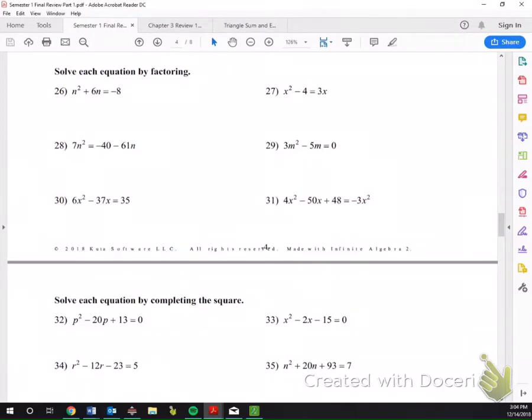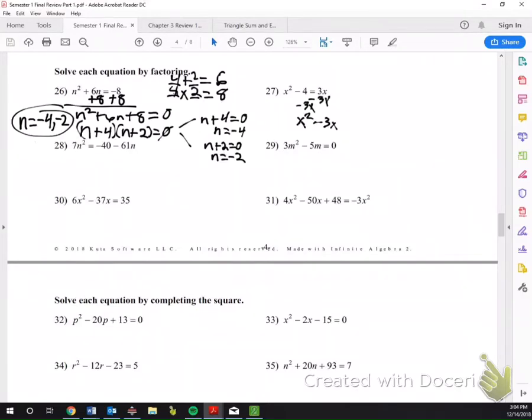Moving on, solving by factoring. Now, we went over this a lot. So this is where you have simple factoring like 26, which is just what are the factors of 8 that add up to 6? And we go, okay, well that's 4 and 2. And then we set it up into binomials and we solve for 0.